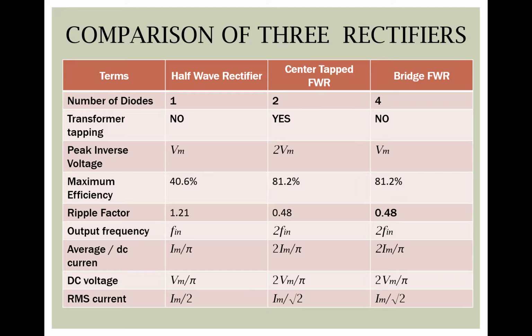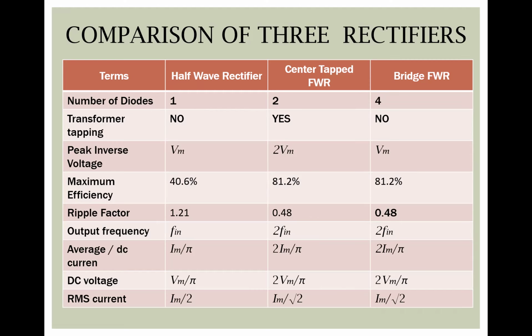Next, coming to the efficiency of the different rectifiers, the half wave rectifier efficiency is 40.6% because you are using only a single diode, and if you convert only half of the wave, the remaining half of the wave is wasted. So this is the major efficiency problem. Next, the full wave rectifier efficiency is 81.2%. Third, the efficiency of the bridge rectifier is also 81.2%.